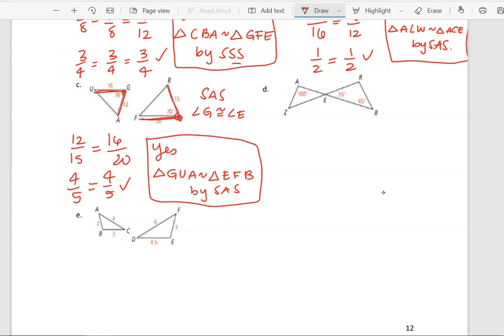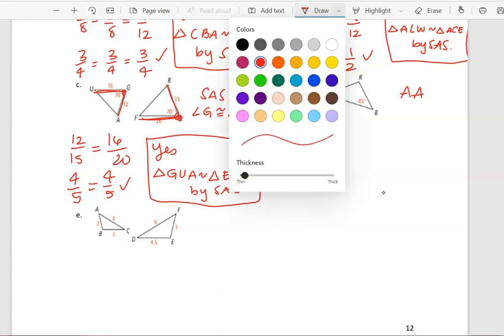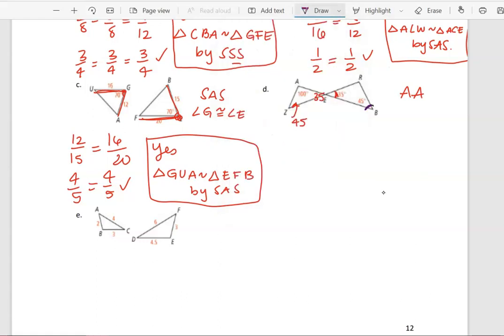Let's check out D. All I'm looking at when I see D are angles, no sides. I don't know anything about the sides. So hopefully I'll be able to use AA. And I've got 35 right here. I have vertical angles, so I know this angle is 35 too, which lets me find Z, right? 180 minus 100 minus 35 gives me 45. And right then I realize I've got congruent angles, 45, 45, 35, 35.